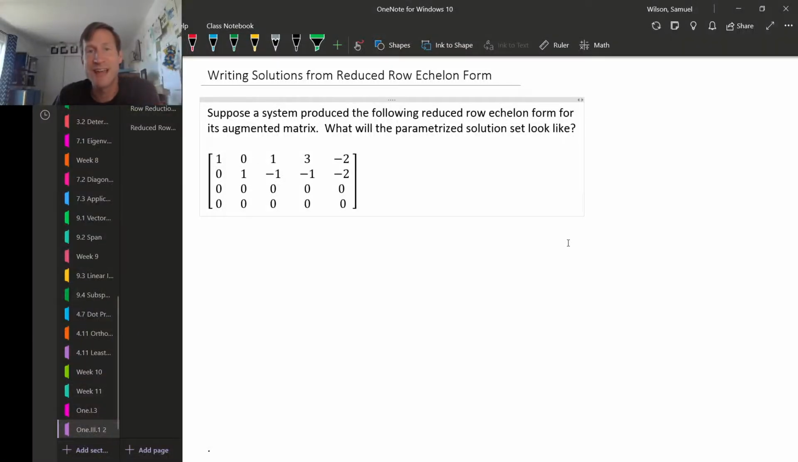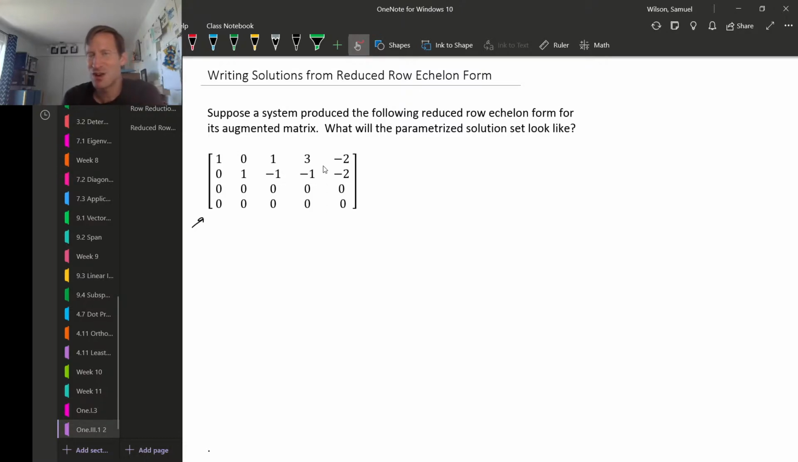What we're seeing is that the reduced row echelon form for a matrix is really the nicest way to get at the solution set for a system of equations. To see another reason why that is, let's look at this example. Suppose that we had a system of equations and we wrote down its augmented matrix and then did row reduction on that, and we ended up with this for its reduced row echelon form.